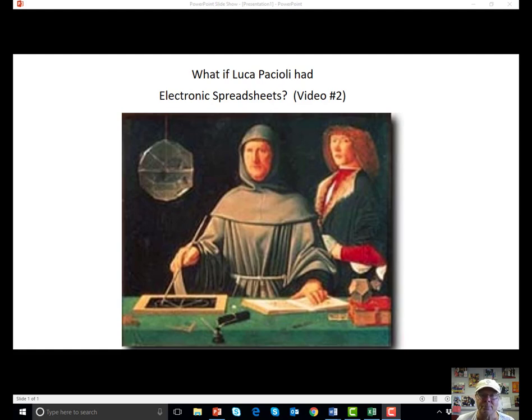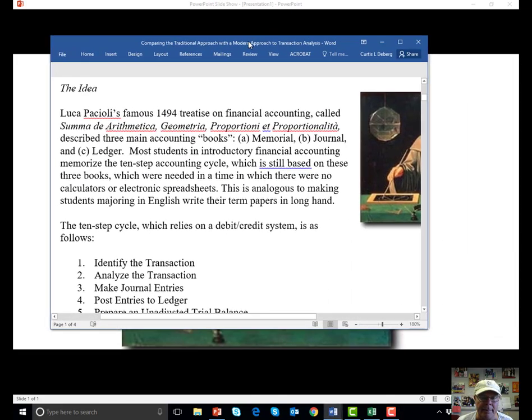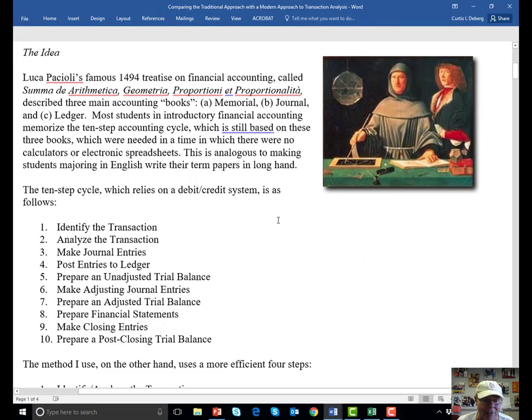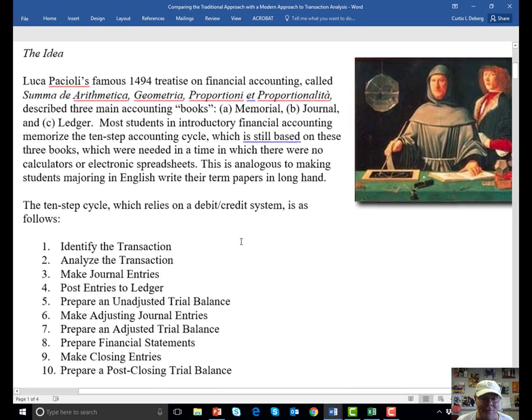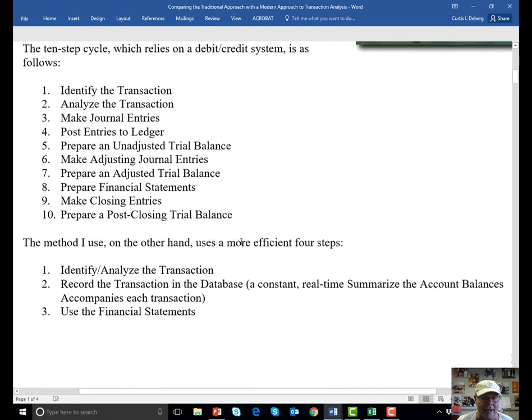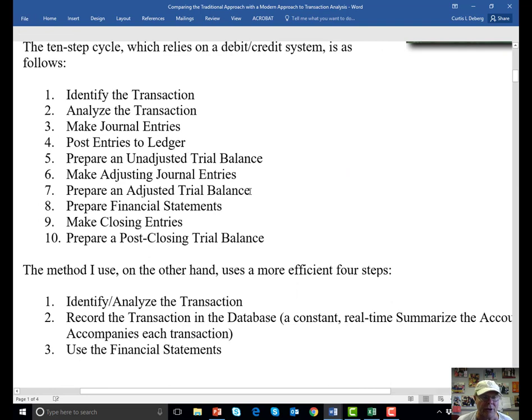And with an electronic spreadsheet, we can build in a self-balancing system whereby students don't need to memorize any longer the 10 steps in the painful accounting cycle. If you've ever had an introductory accounting class, you probably had to memorize that you would identify a transaction, analyze it, make a journal entry in a general journal or a special journal. Then occasionally you would post entries to the ledger.